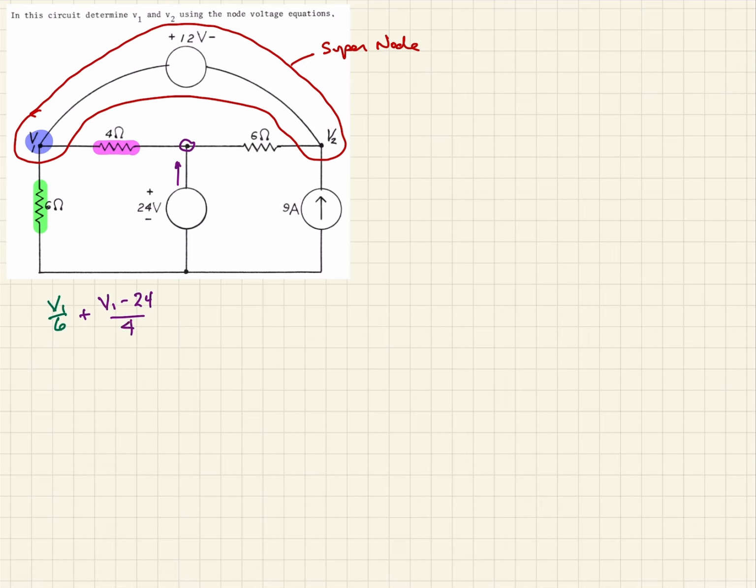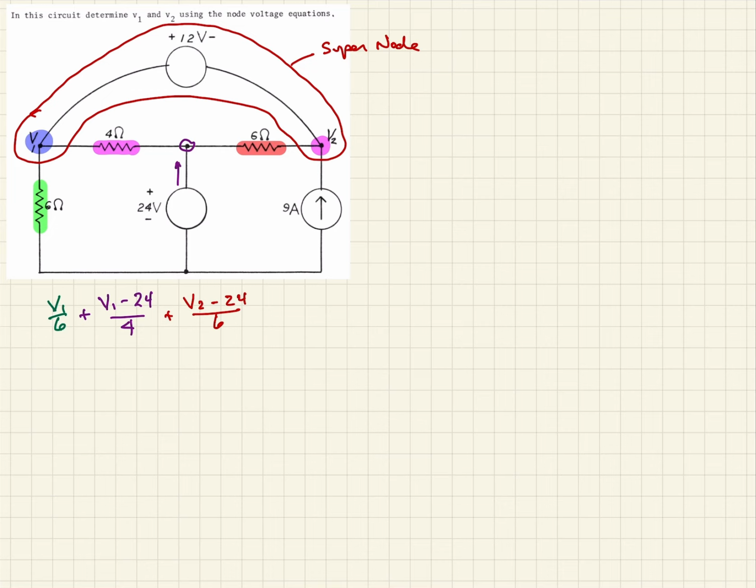Now we come over to our next node, which we're going to say is the V2 side of our supernode right here. And so when we do that, we're going to see we have this resistor right here, the 6 ohm. So the current in that one, again, similarly going to be V2 minus 24. And that's over 6, the ohms.